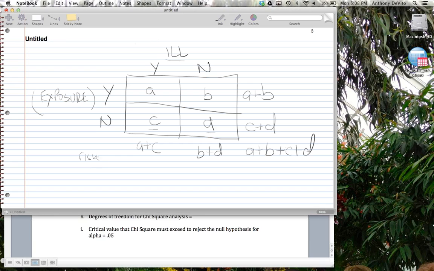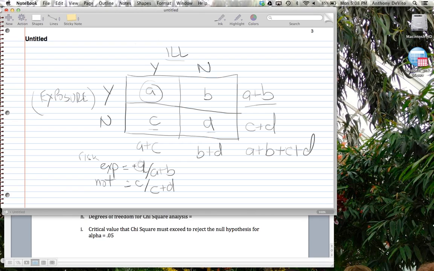Now let's say that we're interested in interpreting what the risk is for exposure. The risk for the exposed group is going to be equal to A, the number of people who got the disease, out of A plus B that were actually exposed. So the risk is A over A plus B. What's the risk if you're not exposed? That's C people who became ill out of C plus D people that were not exposed. So it's C over C plus D.